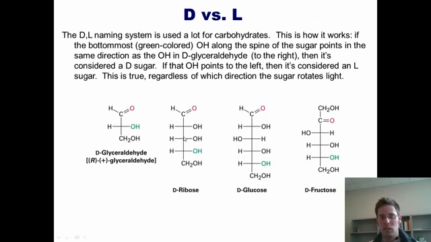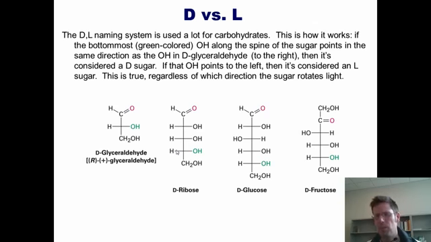You look at the open chain Fisher projection of the sugar, and look at the bottommost OH, excluding the CH2OH. If the bottommost OH is pointing to the right, we say it's a D sugar, and if it's pointing to the left, we say it's an L sugar, regardless of whether or not that particular sugar happens to be dextro or levorotatory. Doesn't matter.